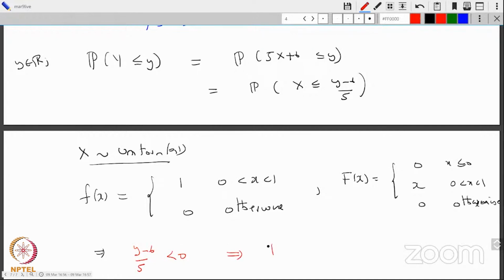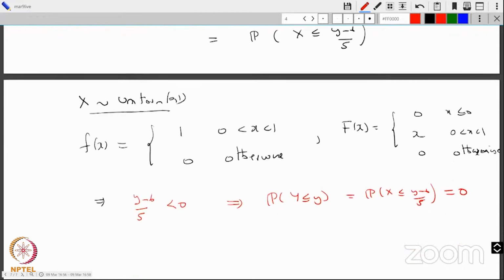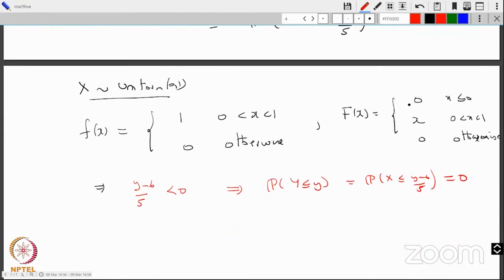So now, this immediately will imply that if (y minus 6) by 5 was less than 0, this would imply the probability of Y less than or equal to y is going to be equal to the probability of X less than or equal to (y minus 6) by 5. But (y minus 6) by 5 is negative, so that's going to be equal to 0 by the top line. Very good.